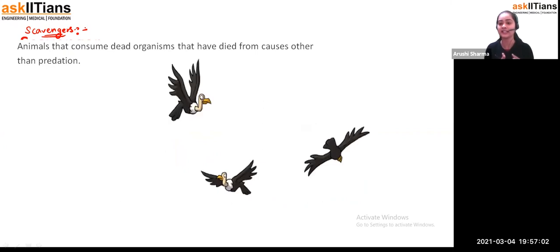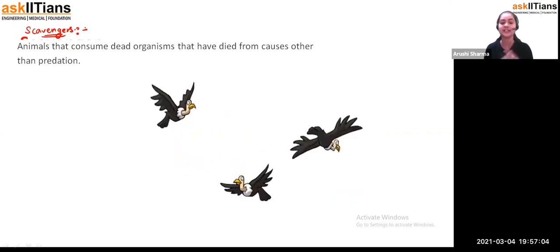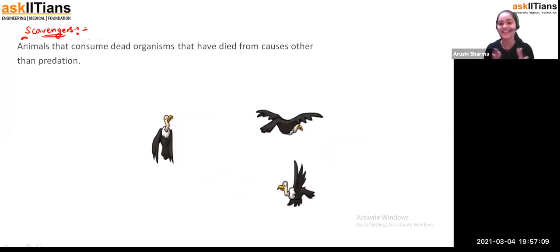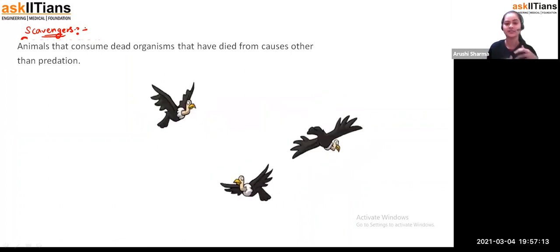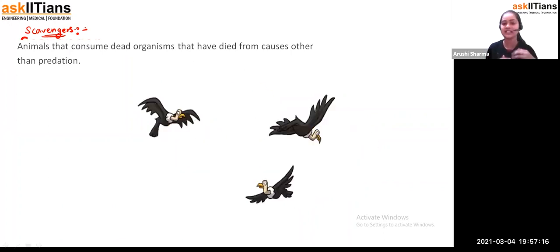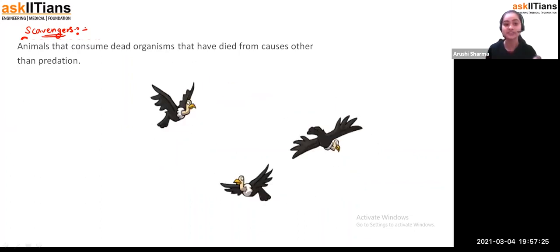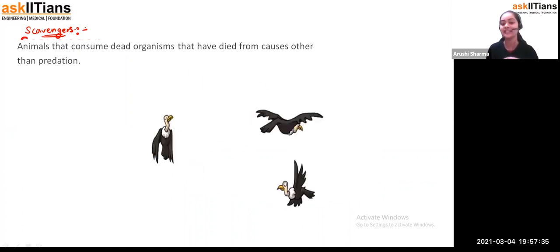See, students, hunting was a very common thing, not nowadays because hunting is banned in some of the areas. It's just that if any other animal, because of any illness or disease, died, these type of animals consume those dead organisms. Those animals which are consuming the dead organisms, the flesh and blood of that dead organism, we call them scavengers.